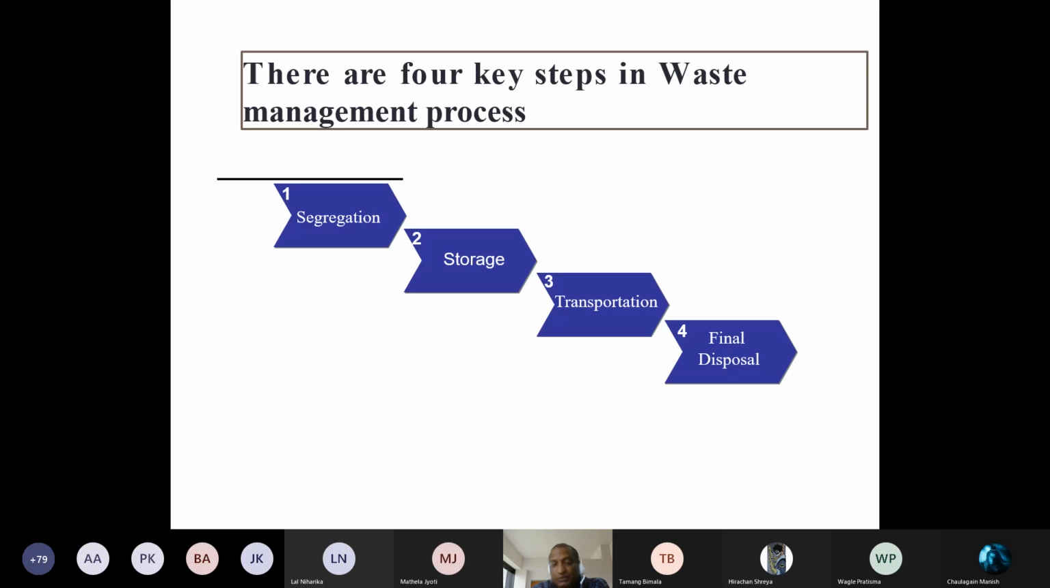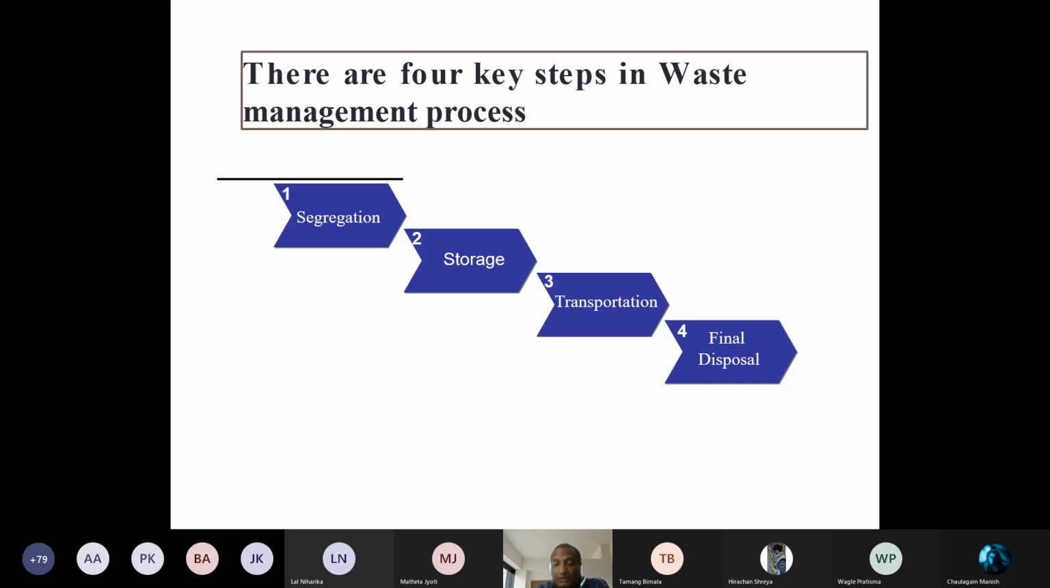It should also be protectively maintained. Then after that, storage, and then we differentiate. That means we put the waste in different bags, and then I'll tell you. After the storage, we have to transport it to the disposal site.